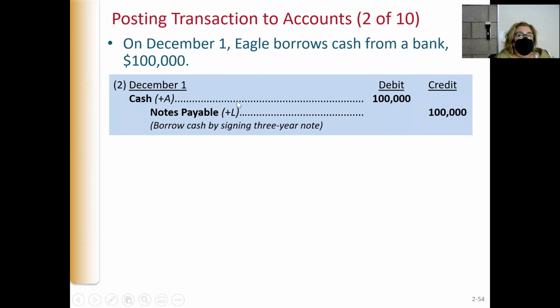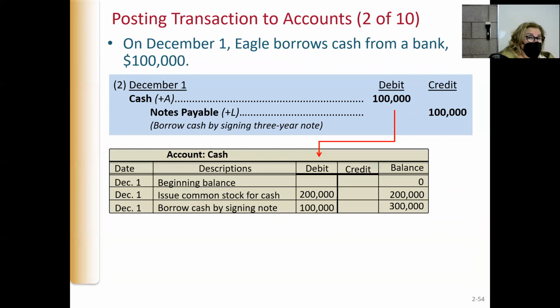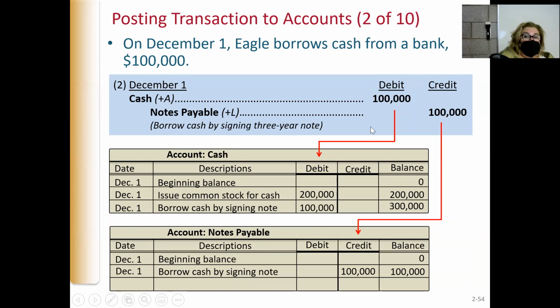Next, when Eagle borrows cash from a bank for 100,000, our cash increases, so that means we debit it for 100,000. And our liability called notes payable increases. And since it's on the right-hand side of the equation, we credit it for 100,000. To post it means we just take that 100,000 and put it in cash, debit. And this notes payable account, we credit it for 100,000.